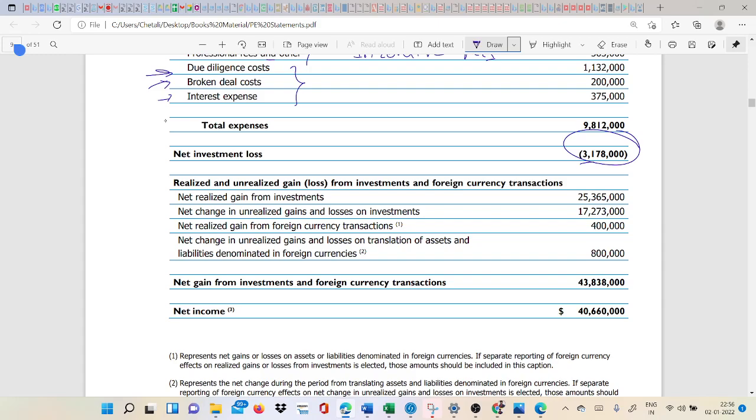Then realized and unrealized gain, loss from investments and foreign currency transactions. Net realized gain from investment. Why will we have this? Understand this, because if suppose your investment is sold, that is your realized one. It means once you execute the contract, whatever amount we'll have, that would be your realized one, right?